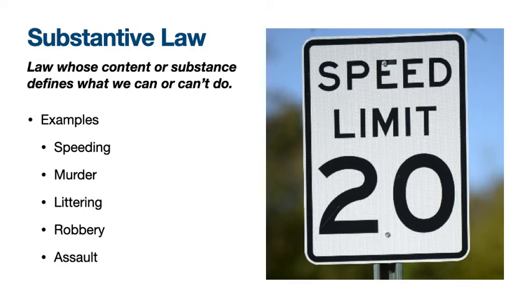Our first type of law is what's called substantive law. It's law whose content or substance defines what we can or can't do. This is the one that you're going to have the most common experience with during the course of your day. I put some examples up here for you. Probably the biggest one is speeding.